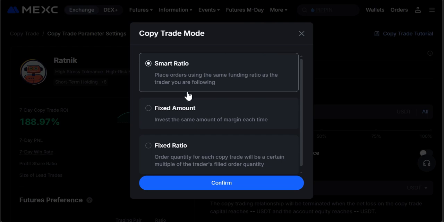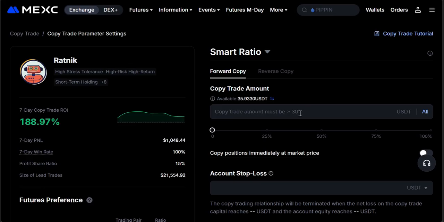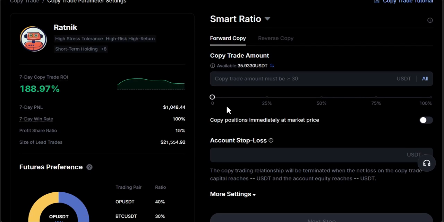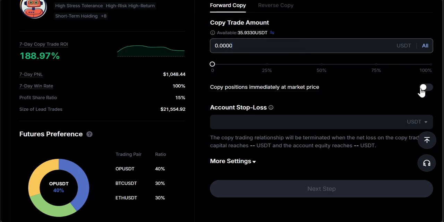Since most of you watching are probably beginners, first you'll see the copy trade amount. This is the total amount you will invest in copying this master trader. You can enter the amount according to your MEXC account balance. Don't put all your funds into one trader. Diversification is key.